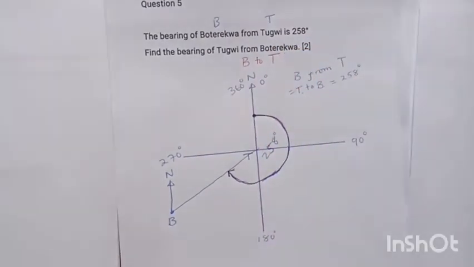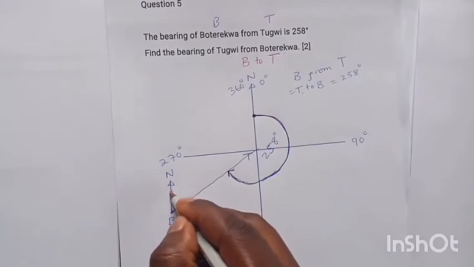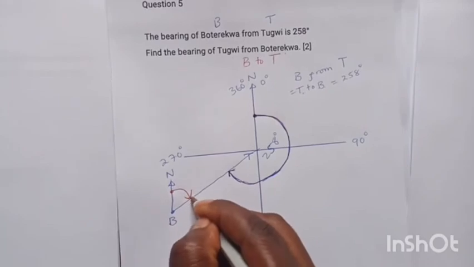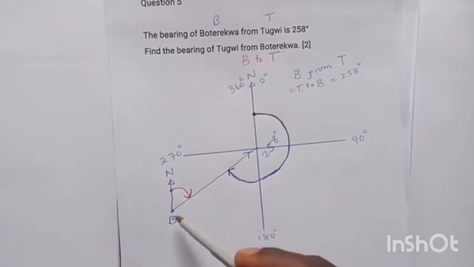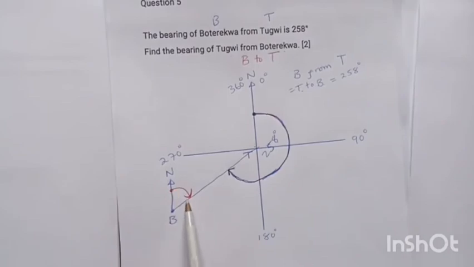Right. So I measure this angle from the north pole of B, moving in a clockwise direction to touch the line connecting B and T. So this red arrow is representing the required angle for you to get the 2 marks. Right. So how can I find this angle?